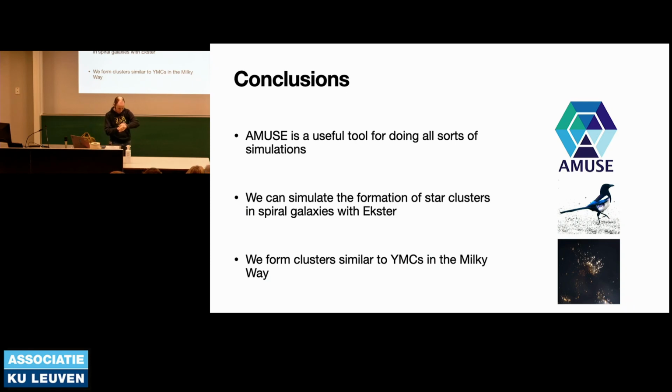So my conclusions. I'm a little bit fast, which means more time for questions. So AMUSE is very useful. We have a lot of nice things we can do with it. We've done a lot of things already with it. I've been using it to write this code Ekster, to do simulations of star-forming regions. And the ones that we can form aren't finished yet, aren't real yet, but they look a lot like what we expect to see, which is nice. And now I have time for questions.